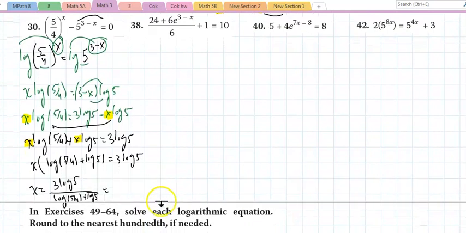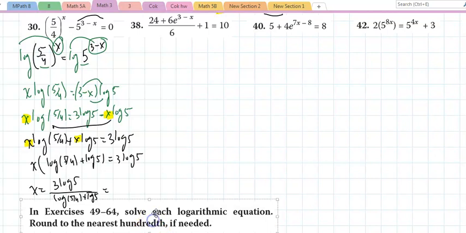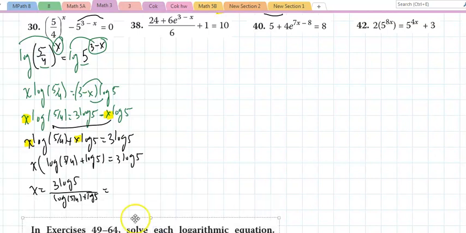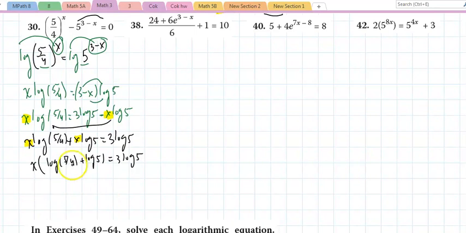Okay, it doesn't want to do that. I insist. And I'm going to draw that bigger. So if I divide both sides by this parentheses, x would be 3 times the log of 5 divided by the log of 5/4 plus the log of 5.